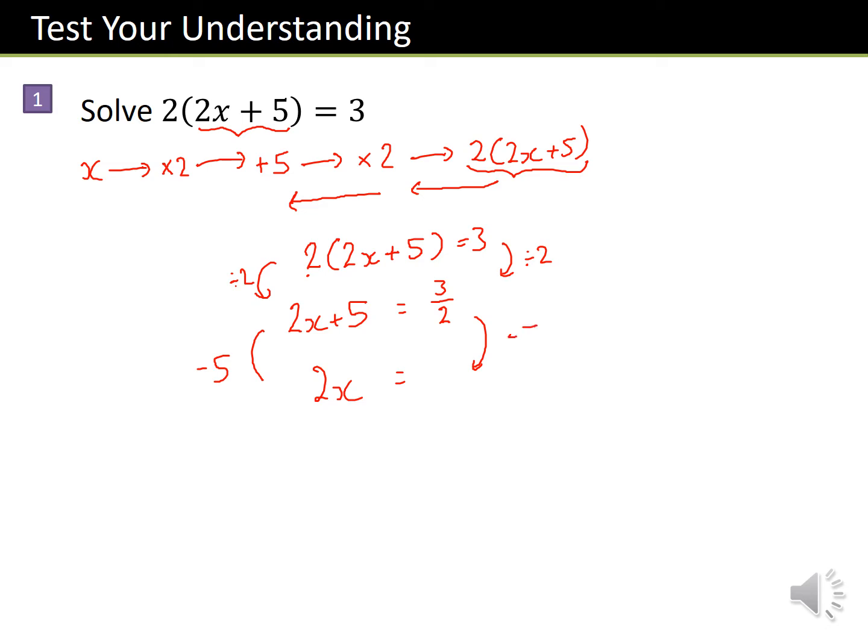And so we need to take it from this side as well, so we end up with minus 7 over 2. Okay, so we've got 2x equals minus 7 over 2. So the last step was timesing by 2. So again, we're going to do the opposite and divide by 2. So we've got x equals, so we divide that by 2. We had minus 7 over 2. We've now got minus 7 over 4.